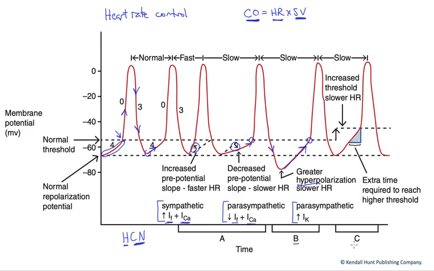And finally, the least common mechanism of adjusting heart rate is shown in C here, and that's when the threshold is actually adjusted. The threshold of those voltage-gated calcium channels. And that can occur through a variety of agents, but the outcome here, of course, is once again, it takes us longer to depolarize through that pre-potential phase to reach threshold, once again separating our action potentials and slowing our heart rate.